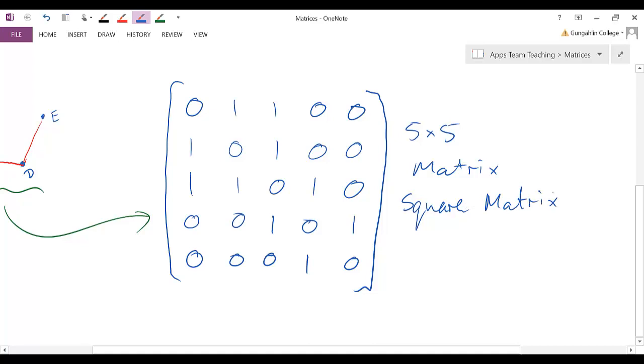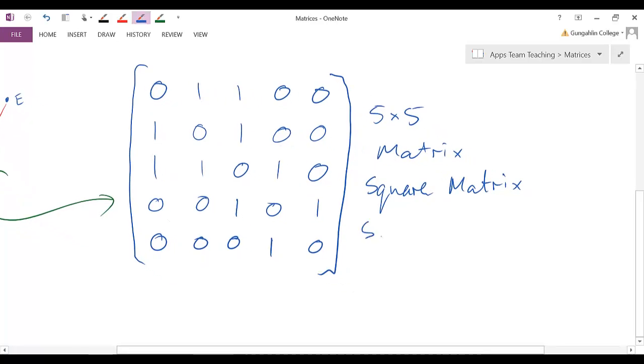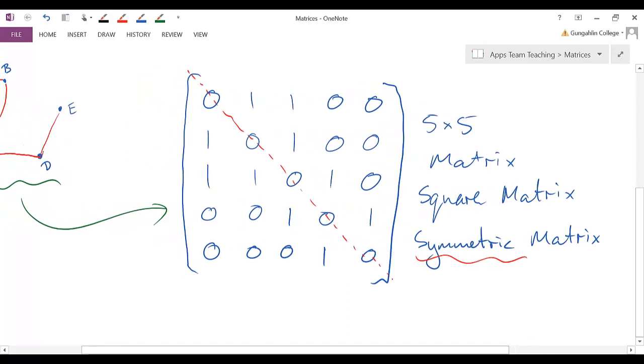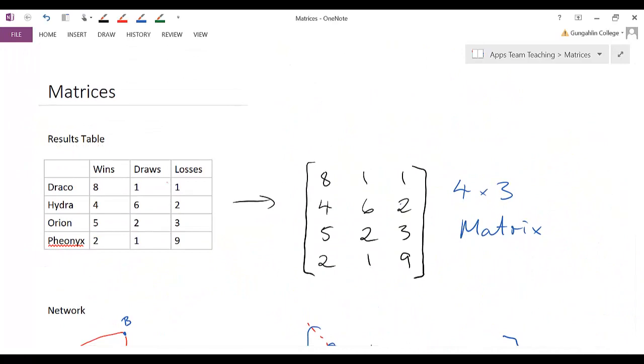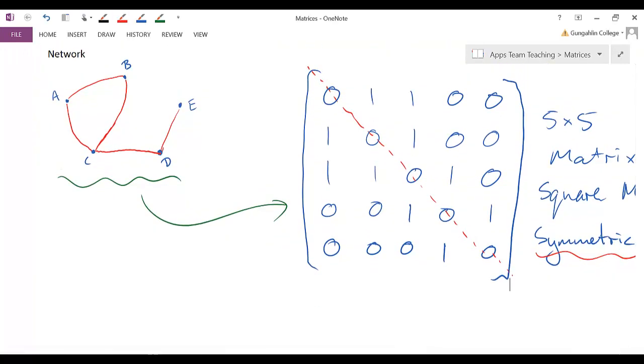And in fact, this particular matrix also has a special name. It's what's called a symmetric matrix. Symmetric just means it's symmetrical. In other words, if I were to draw a dotted line down this, what we call the main diagonal, you would notice that everything here is a mirror image across that line. So you can see here everything lines up as a mirror image across that line. So this particular matrix is called a symmetric matrix, but you don't have to worry too much about that. The important thing is that we can represent these kinds of results in matrix form and then perform certain processes on them.